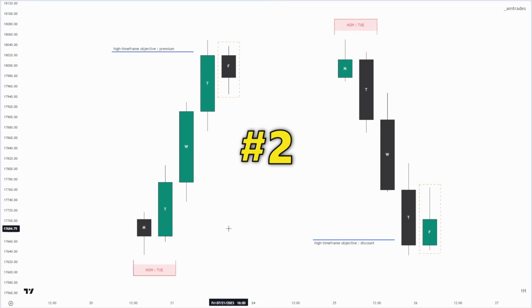The second criteria that must be met is from the point of the reversal, price must expand through Thursday. Here on this bullish example, a low is formed on either Monday or Tuesday and expands to the upside through Thursday. And same for the bearish example, a high is formed on either Monday or Tuesday and price expands to the downside through Thursday.